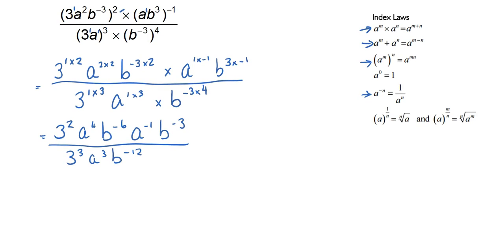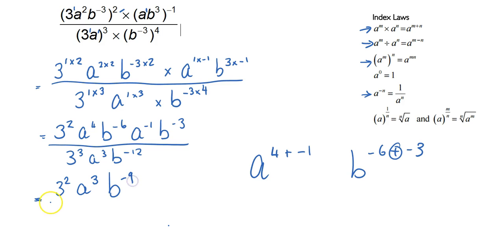See how this isn't simplified yet? I've still got A's and B's all over the place. So I'm going to keep filling out the top and the bottom until it's quite neat. So I've got 3 squared up there, and I've got A's. Now I'm multiplying, so it's going to be A to the power of 4 plus negative 1 is 3. B to the power of negative 6 plus negative 3, because when we times, we add. Negative 6 plus negative 3, B to the power of negative 9. And down the bottom, 3 cubed, A cubed, B to the power of negative 12.